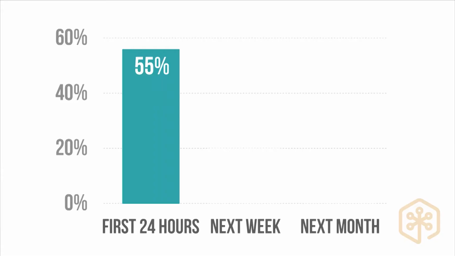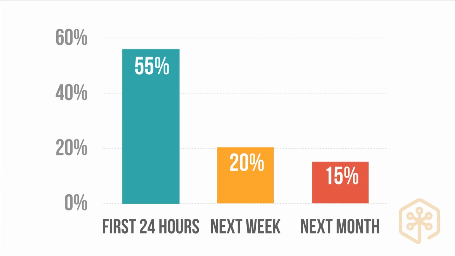So the first 24 hours, generally 55% of the revenue, on average, from a product launch comes in that first 24 hours. The next week, 20%. So another 20% of the revenue coming in that next week. And then the next month after that, another 15% of the revenue. And so you see that 75% of the revenue from a product launch, on average, comes in the first 8 to 10 days. And again, this is not what you should shoot for.